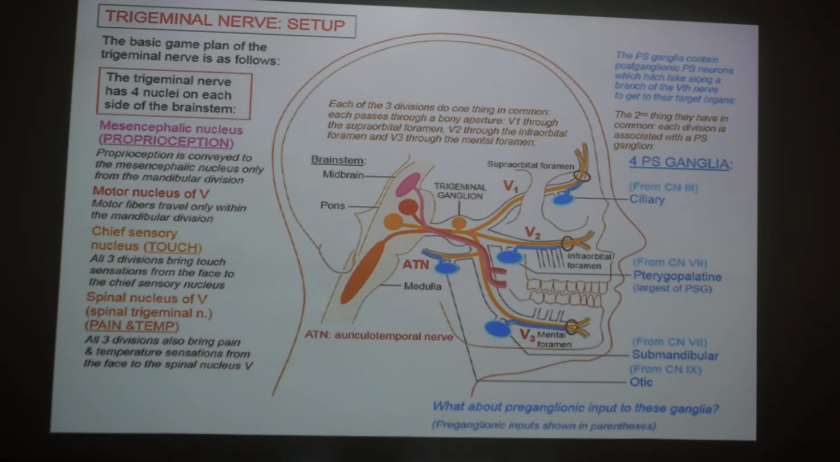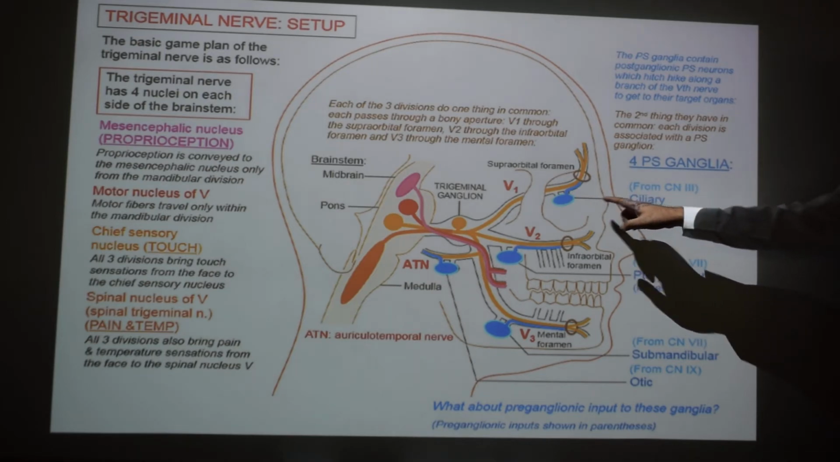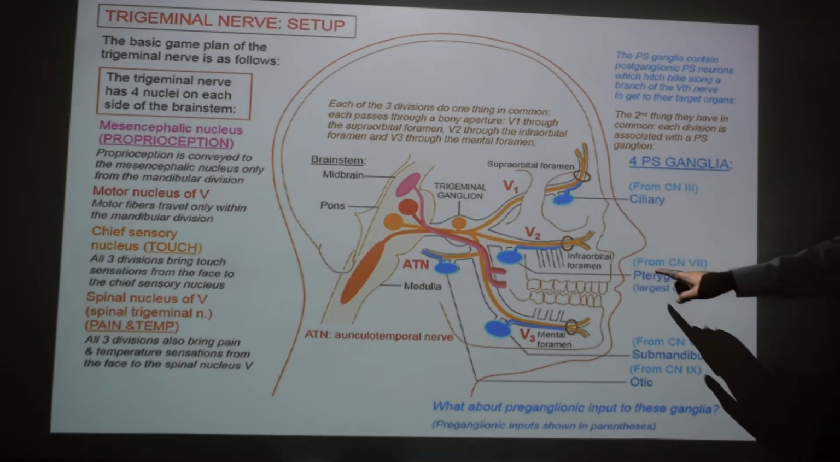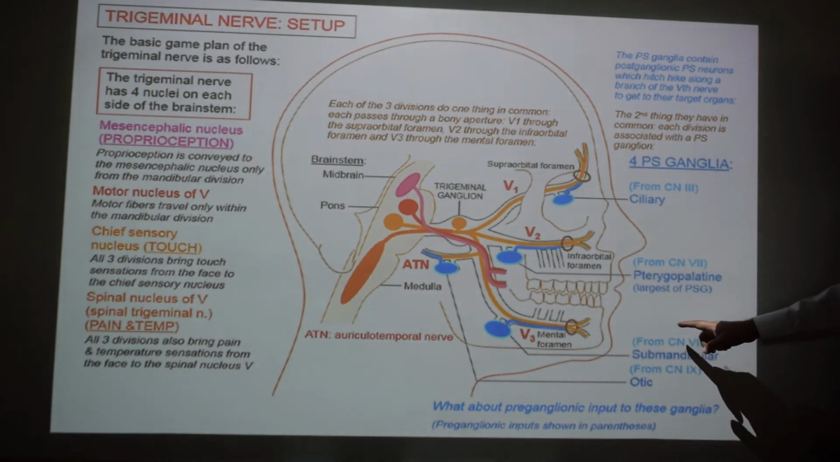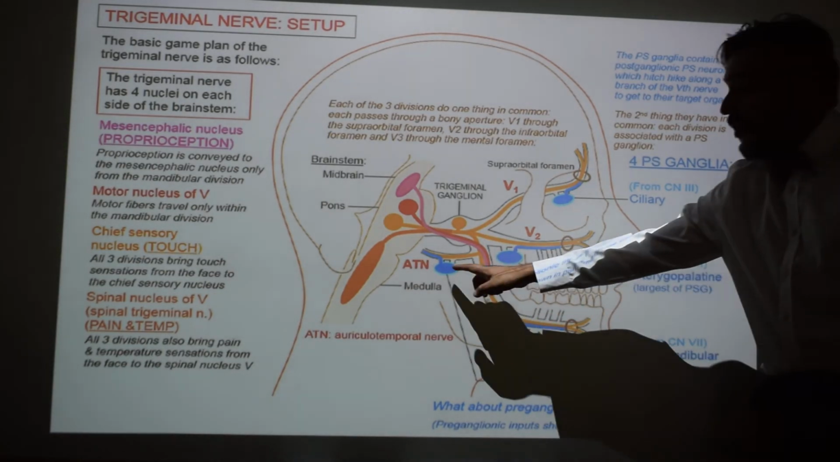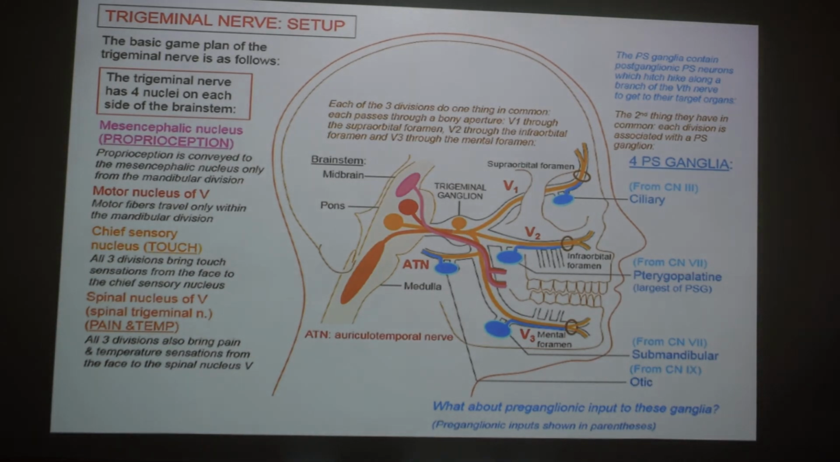So, the ciliary ganglion is functionally a part of the third cranial nerve. The pterygopalatine ganglion is functionally a part of the facial nerve. The submandibular ganglion is also a functional part of the facial nerve. And the otic ganglion is functionally a part of the ninth cranial nerve, the glossopharyngeal nerve. So we need to see how the fibers from these other cranial nerves are going to reach these ganglia, and then the branches of the trigeminal are going to take them to the target organs.